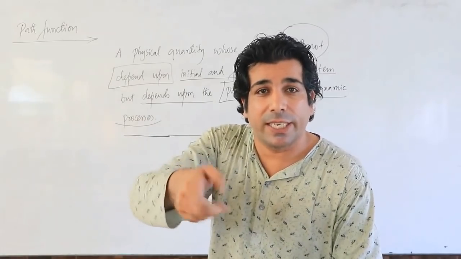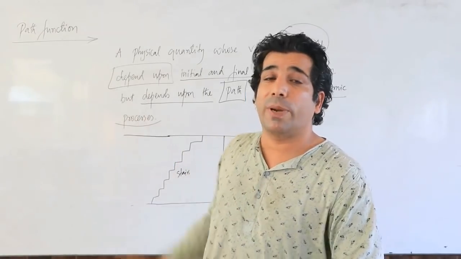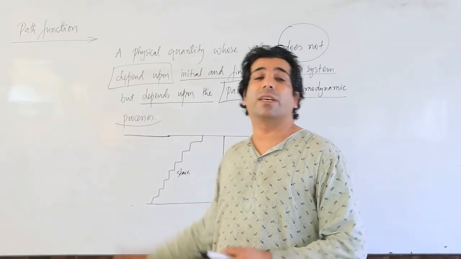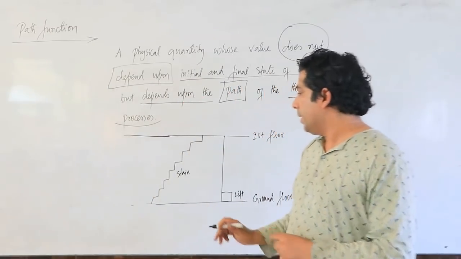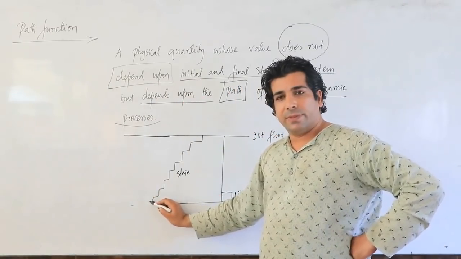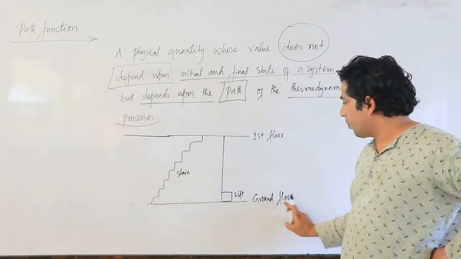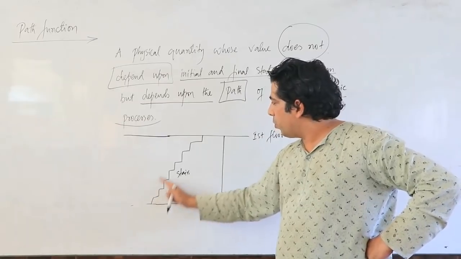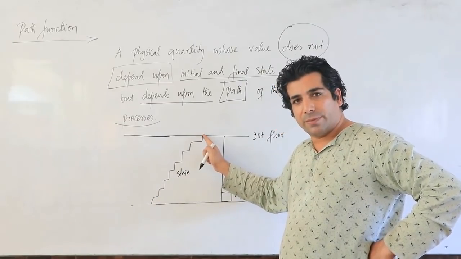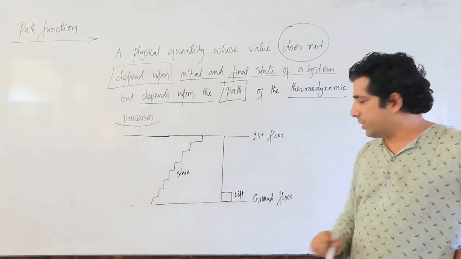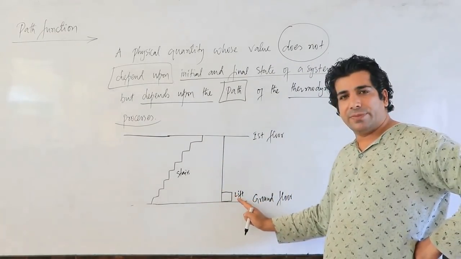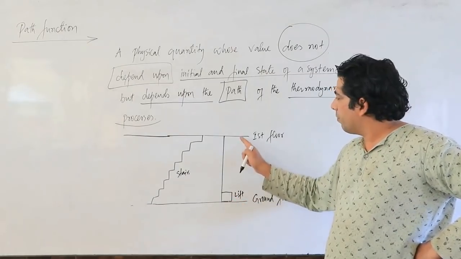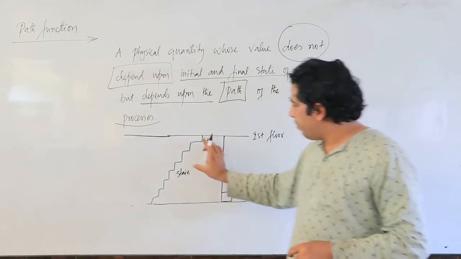If it depends, then it will become a state function, but it does not depend upon the initial and final state. It depends upon the path of the thermodynamic process. Let's have a look. Suppose a person starts from the ground floor, and these are the stairs here, and he moves from the ground floor to the first floor, correct? And now the same person uses the lift, and through the lift he moves from the ground floor to the first floor.